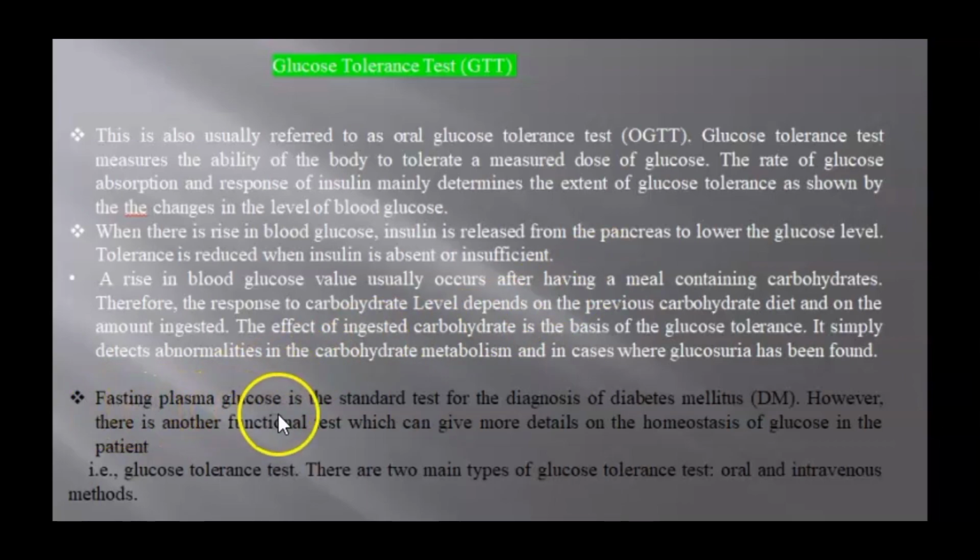Fasting plasma glucose is the standard test for the diagnosis of diabetes mellitus. However, there is another functional test which can give more detail on the homeostasis of glucose in the patient. So fasting plasma glucose, that is a standard test, is not enough to confirm if the patient is diabetic.